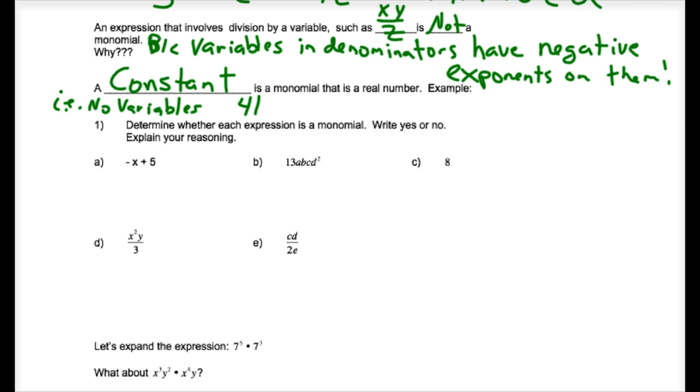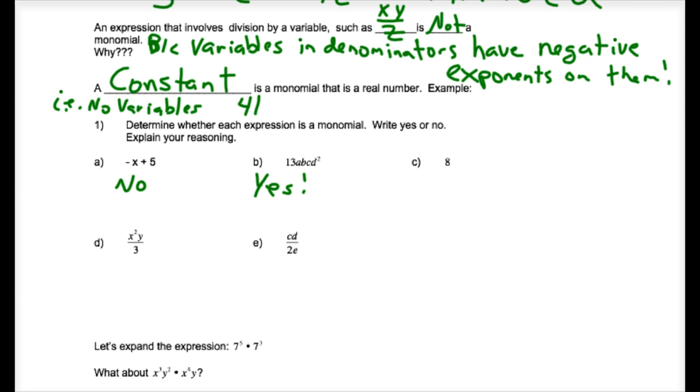A, is it a monomial? No. Why not? Because it's two pieces. It's got a plus sign in between there. B, is it a monomial? Yes. Why? Because it's not separated by plus or minus. I would accept that answer, or I would say it's all multiplication.